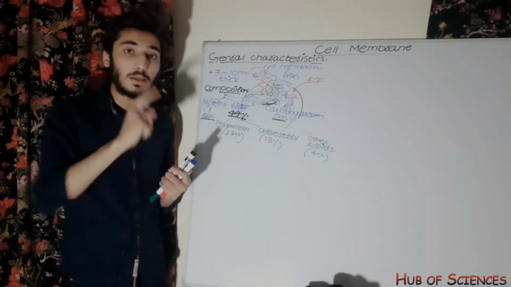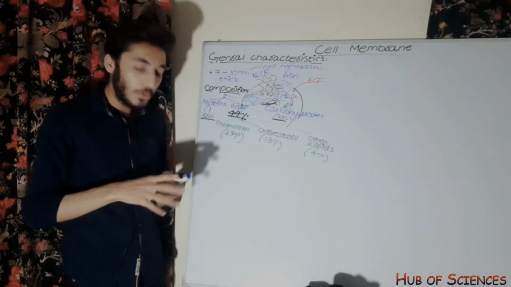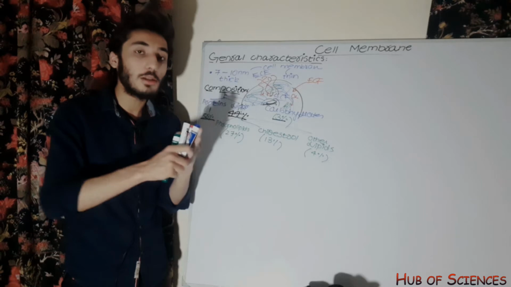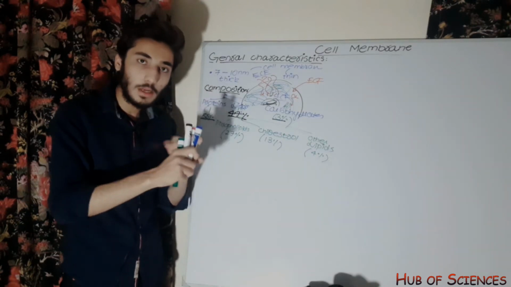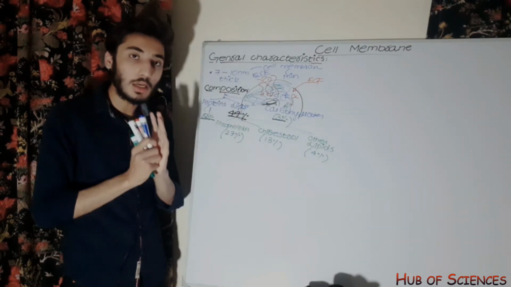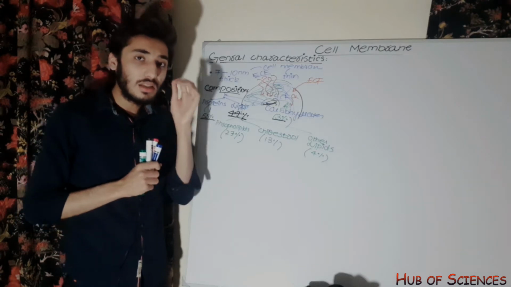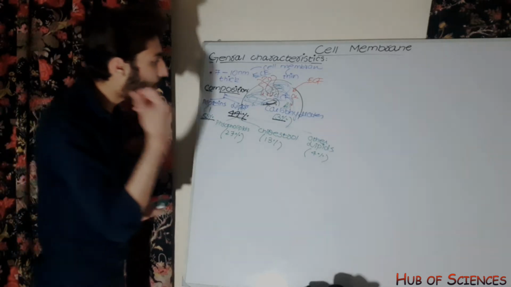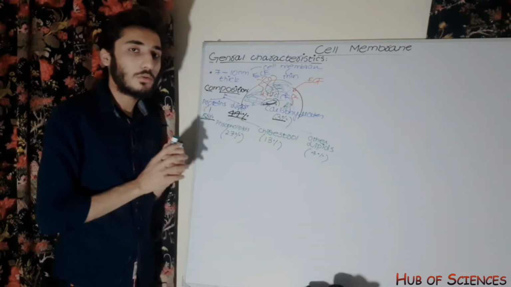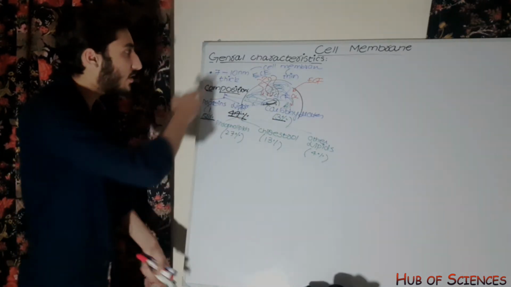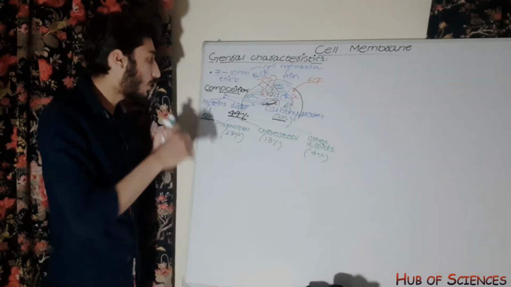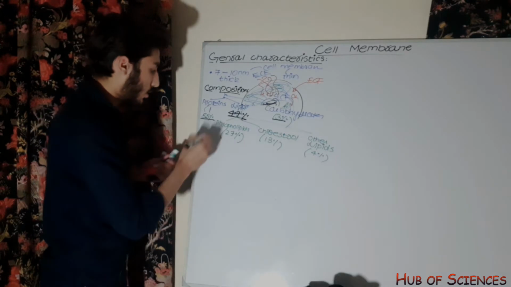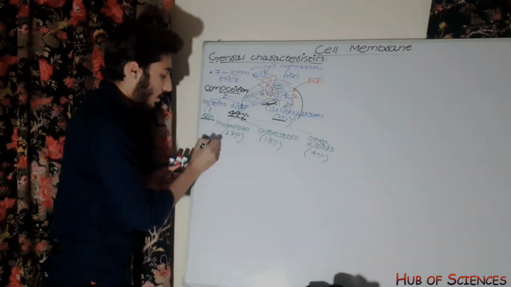So the most abundant component of the cell membrane is protein, second most abundant is lipid, and the most abundant lipid is phospholipid, then cholesterol, then other lipids, and the least abundant component in the cell membrane is the carbohydrate, which is only 3%. We have discussed its general characteristics, its thickness, its composition. Then further we study its structure.